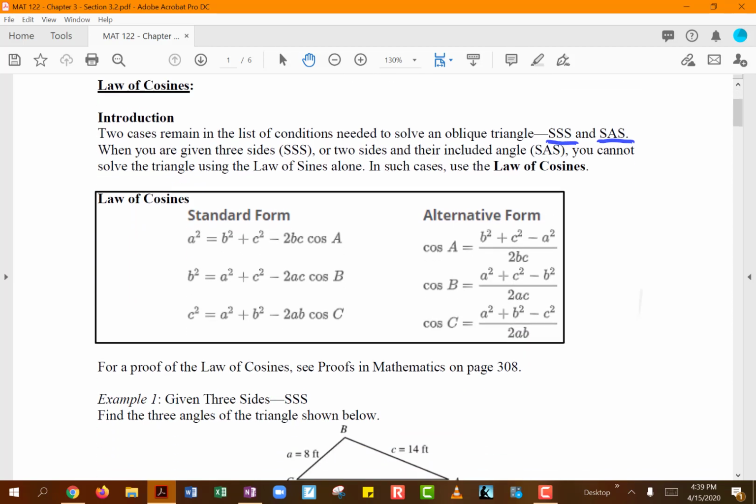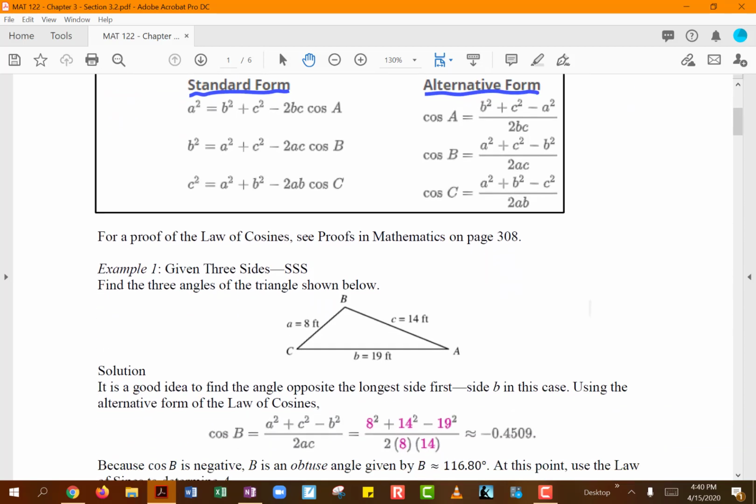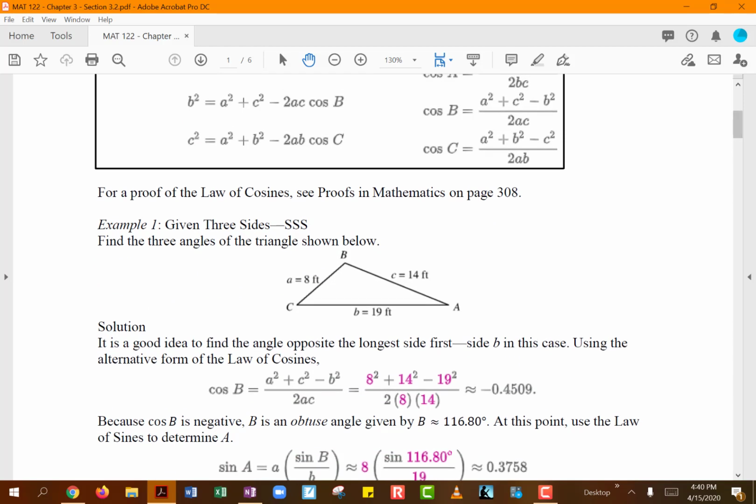So this is where we introduce our law of cosines. You have the standard form and you have the alternative form. Depending on if you are finding the side of the triangle, you would use the standard form. If you are trying to find the angle, you will use the alternative form. So just depending on what you're trying to find, we'll use one or the other formula here. Now again, you can look at the proof for law of cosines in your textbook if you like.